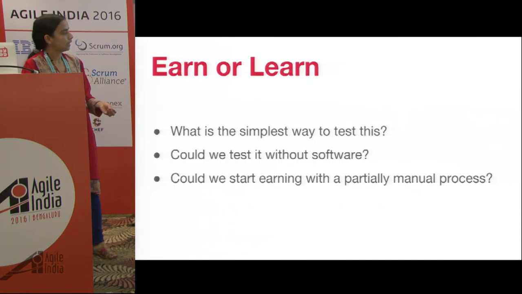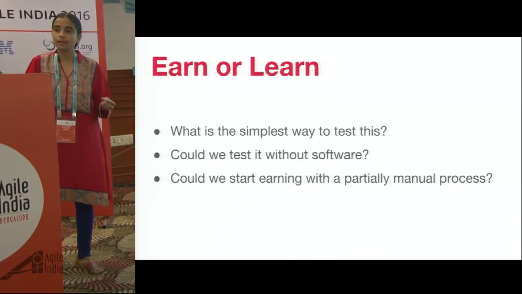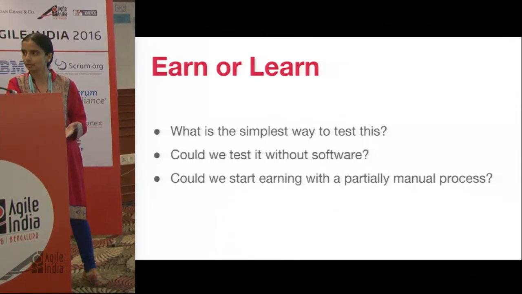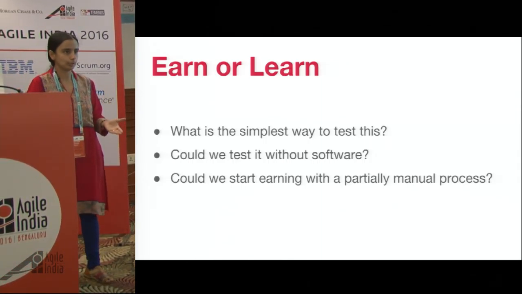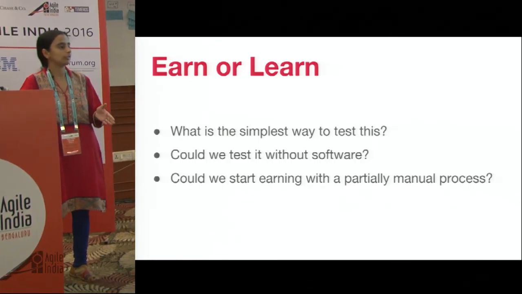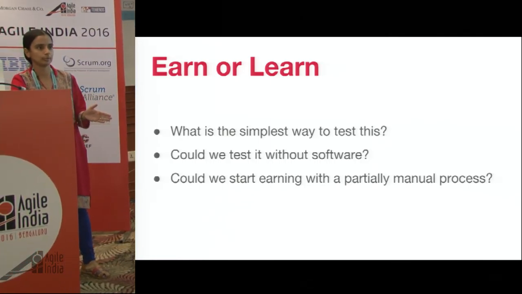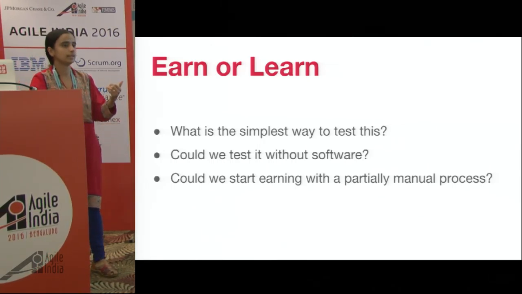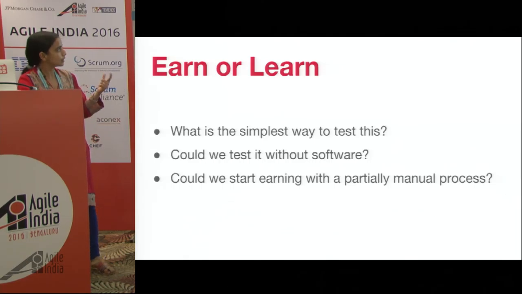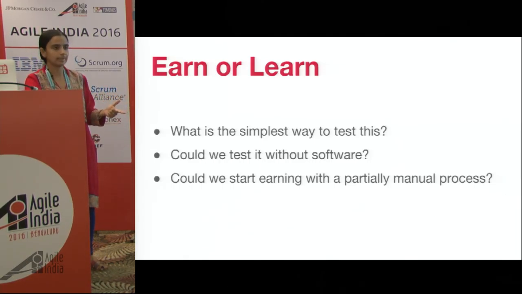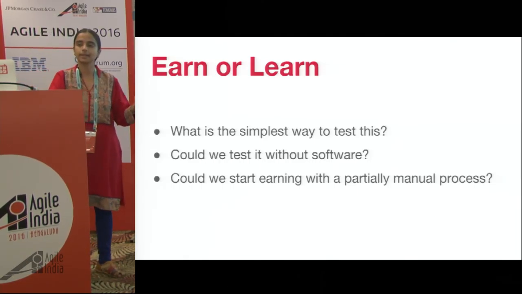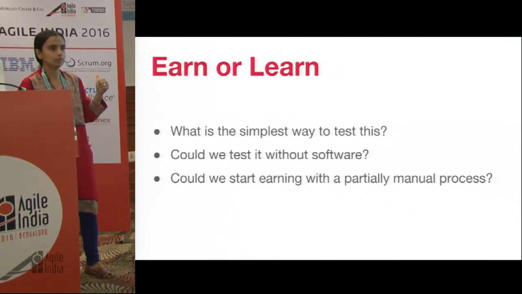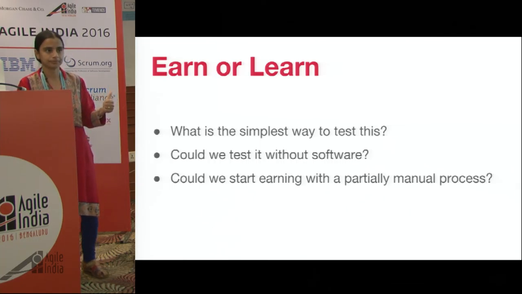Usually a prototype. If you're going to earn something, earning is not always revenue. It can be cost cutting, a reduction in the cost. Then how are we going to do that? Is there any partially manual process? We don't have to automate everything. Through a partially manual process, can we start earning things? So these questions are very important. And the design thinking ideas like Design Studio or Design Sprint can help you to quickly validate things.